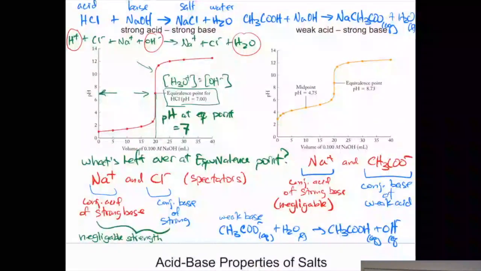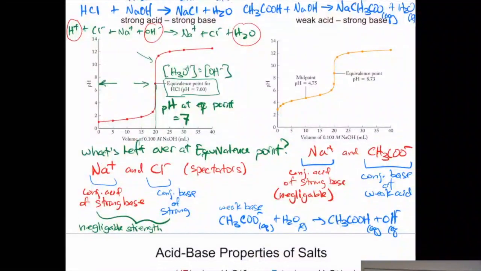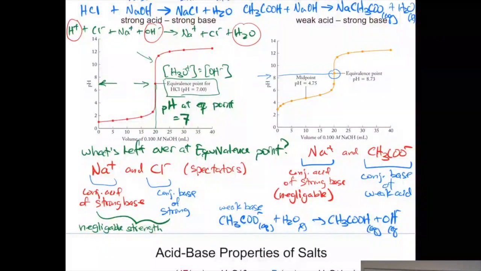And you can see that right here. The sodium ion is not going to have any effect, but the acetate ion does. The acetate ion will behave as a weak base, so we expect the pH at the equivalence point to be basic. And if you look here at the equivalence point and extrapolate it over, sure enough, it's in the basic range. But these are the spectator ions.